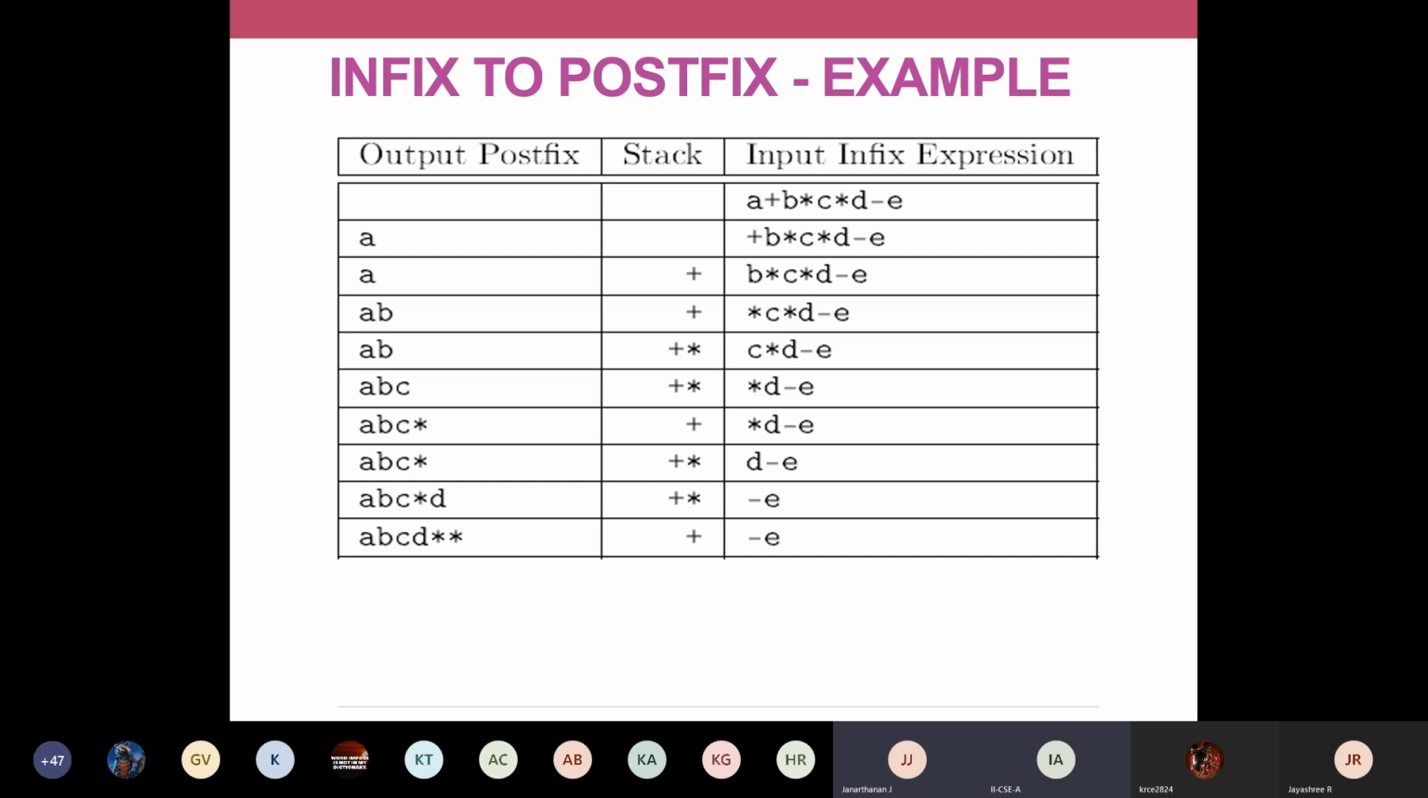What can we do now? You have plus and then minus. You have the same precedence. In that case, which one should I write into the postfix?